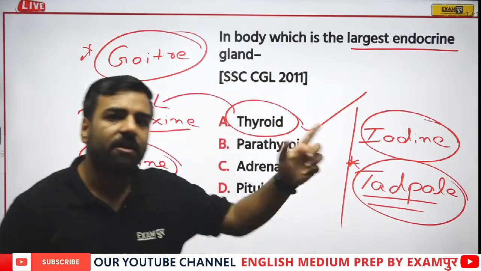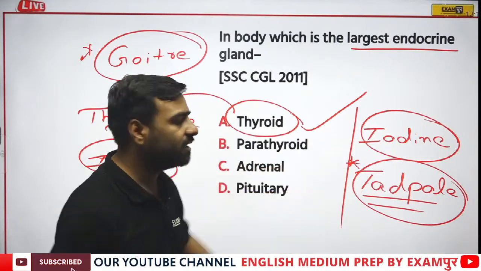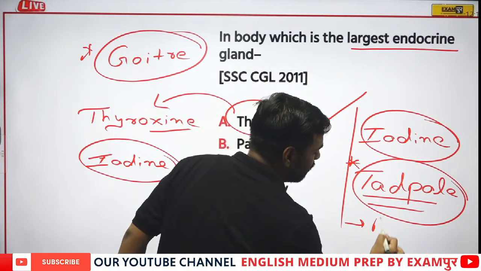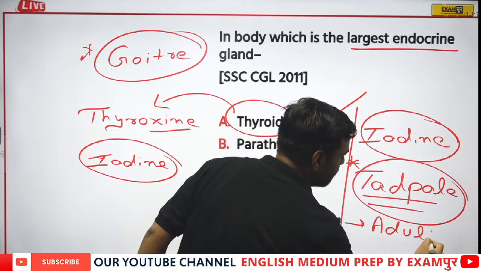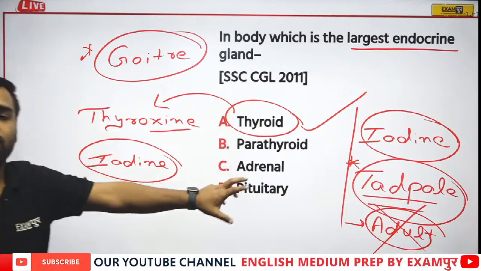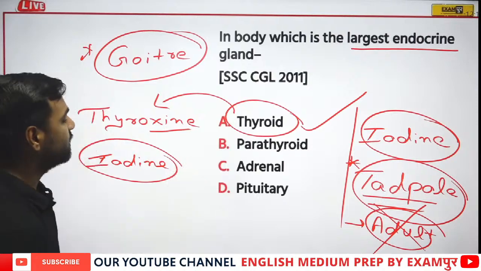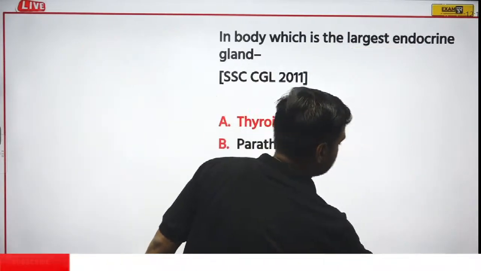Fine. So yes, coming back to my question, if a tadpole is in water in which iodine is lacking, this tadpole will not convert into the adult. It is not going to convert into the frog. It will remain the baby frog, if there is a lack of iodine over there. Yes. So here comes the next question now.